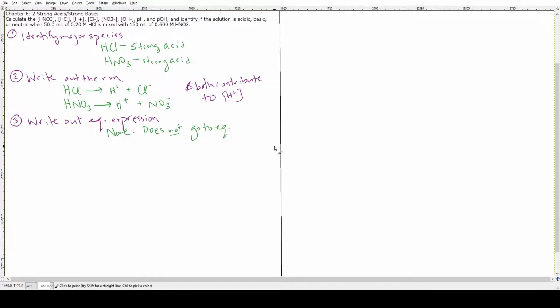Neither of them do. Now some of you are asking, I'm sure, well, what if one of them does and one of them doesn't? Well, then that's where this equation is going to split in two, and in one of them, if it does go to equilibrium, you'll have to set up an ice chart, and then the one that doesn't would go down the path that we're about to go down now.